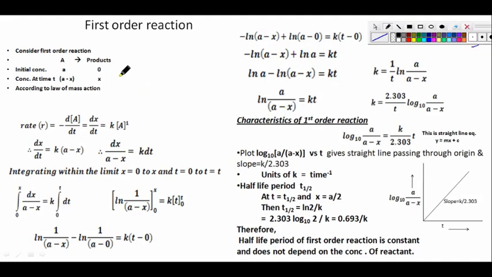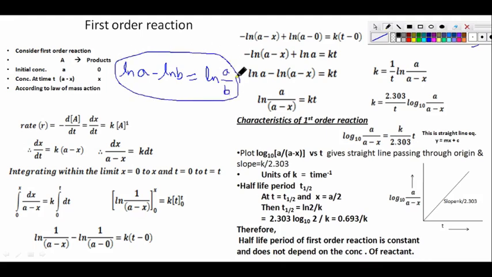Now we know the logarithmic rule. Ln is natural log. Ln A minus ln B is equal to ln A upon B. By using this logarithmic rule, we can write here ln A upon A minus x is equal to kt. Now shift this t to the other side, we get k is equal to 1 upon t ln A upon A minus x.